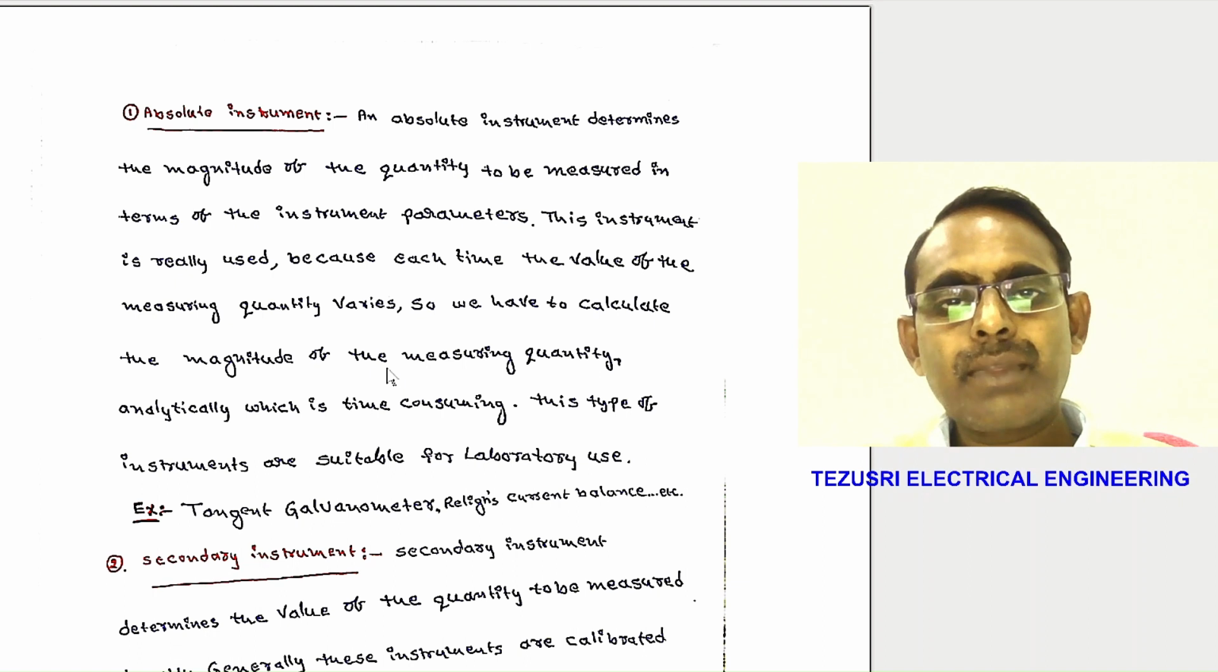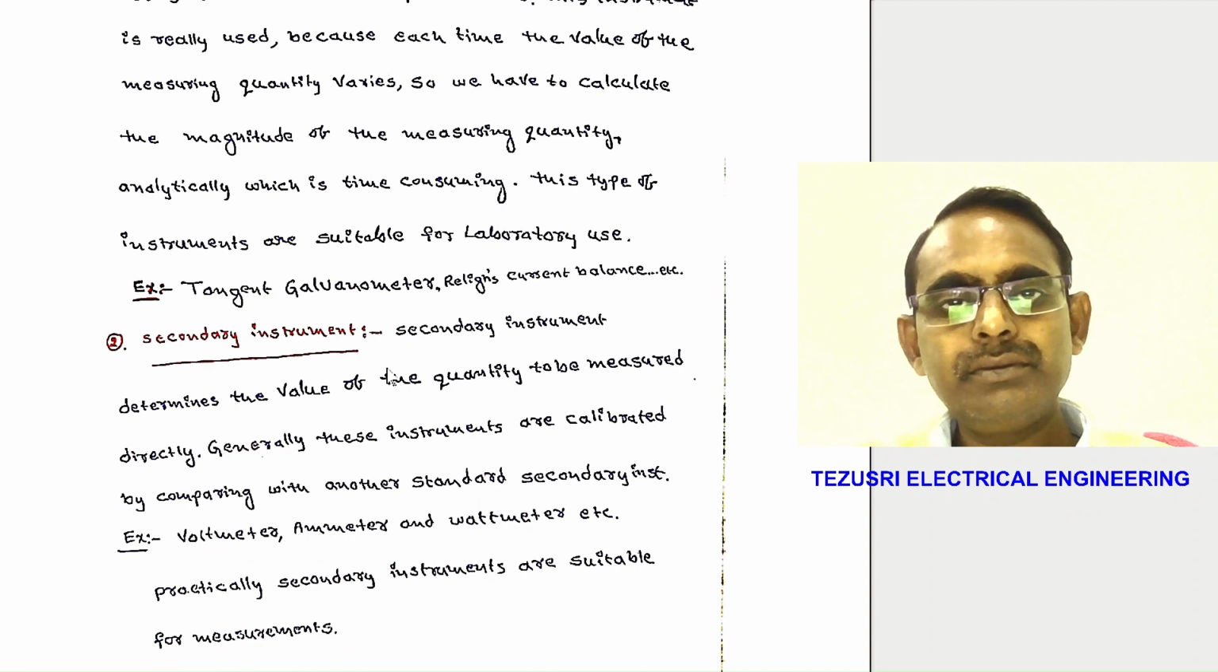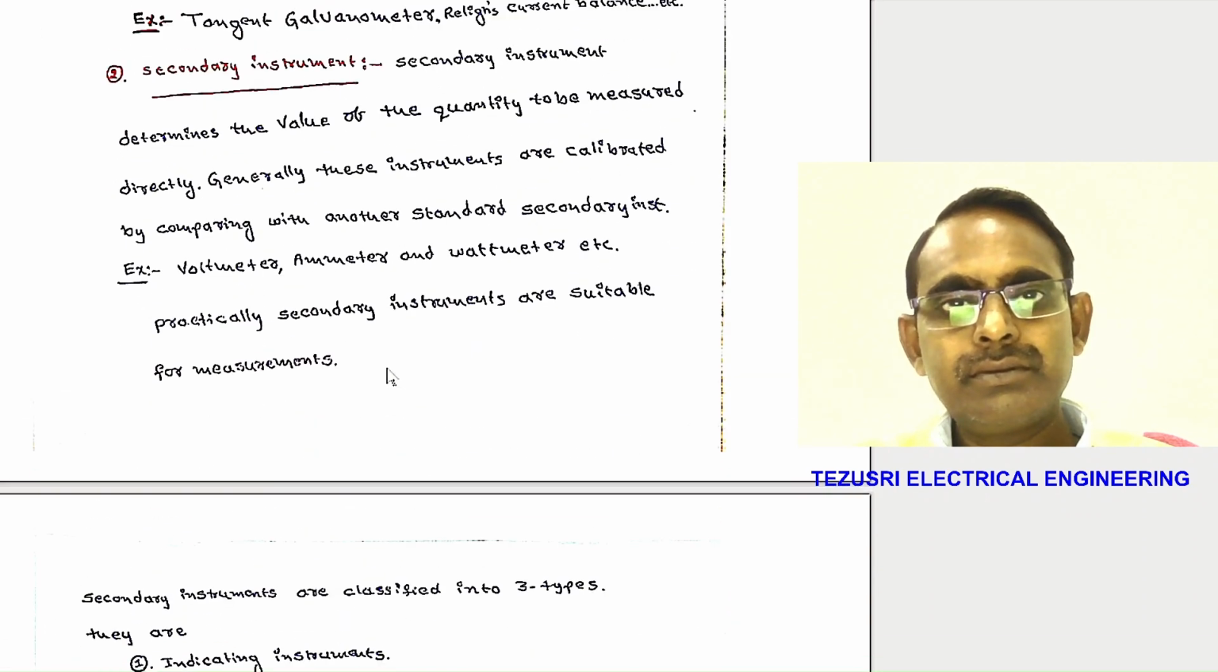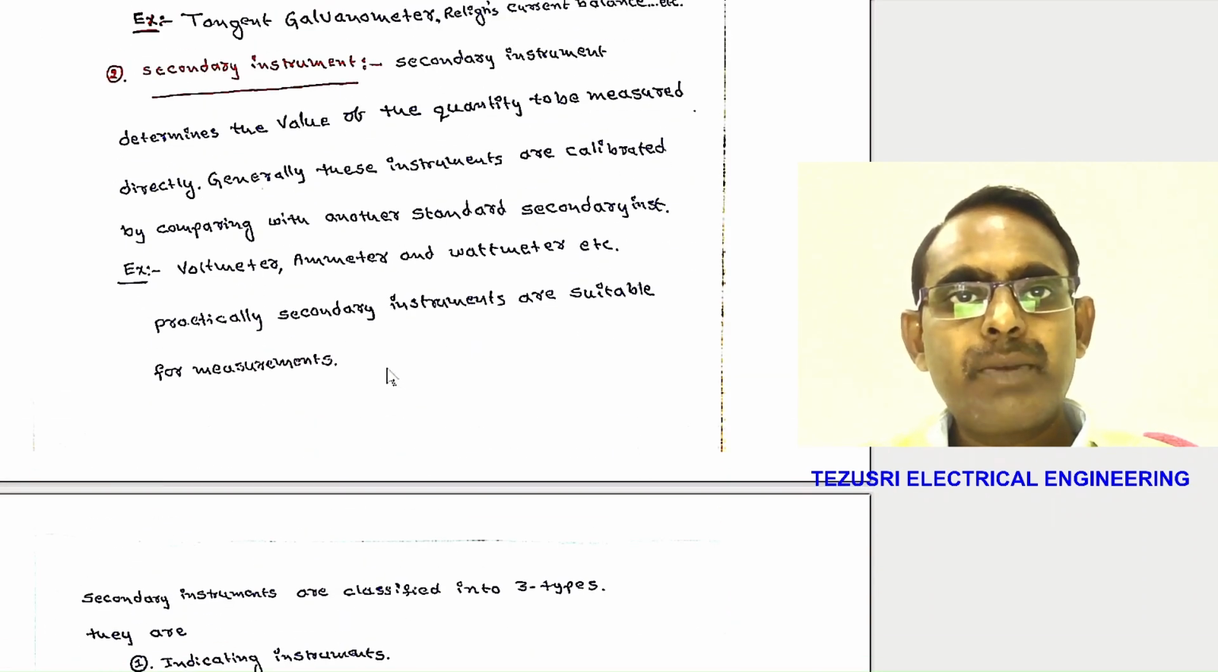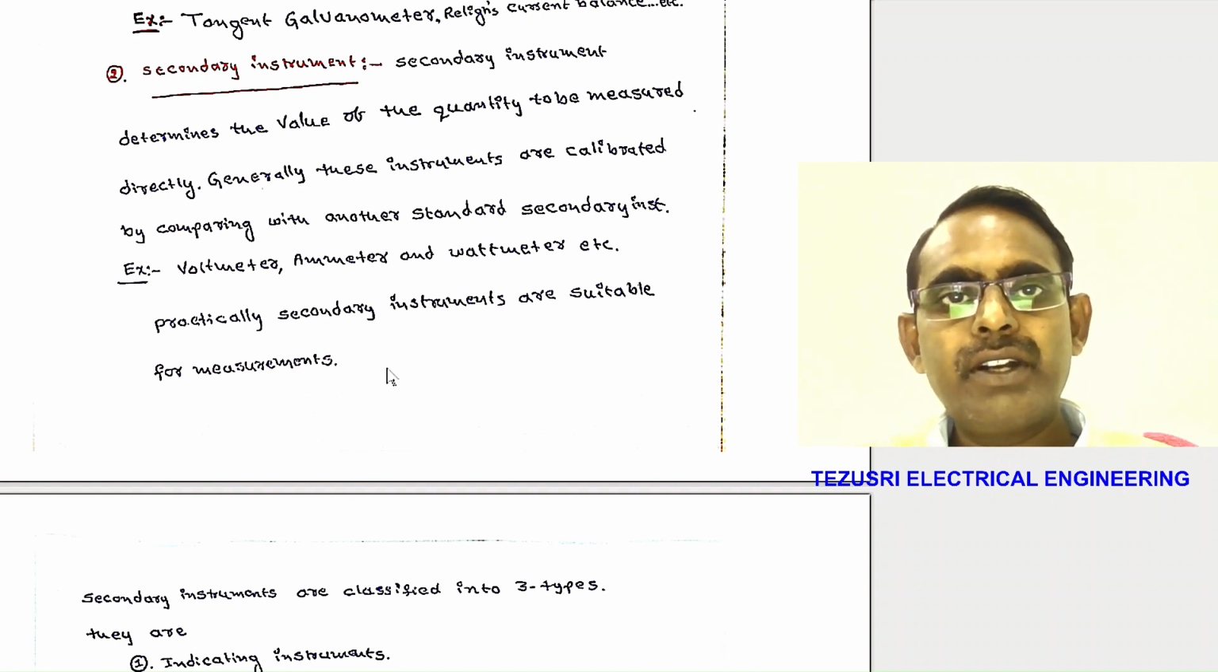For example, tangent galvanometer, Rayleigh current balance, and so on. Next, secondary instruments. A secondary instrument determines the value of the quantity to be measured directly. Generally, these instruments are calibrated by comparing with another standard secondary instrument. For example, voltmeter, ammeter, wattmeter, and so on. Practically, secondary instruments are suitable for measurements.